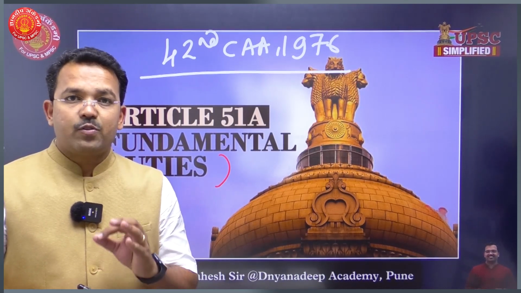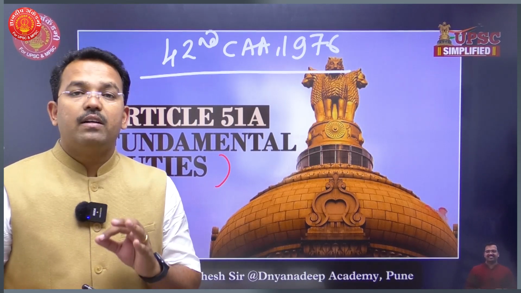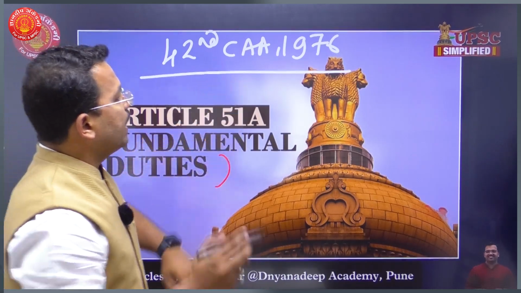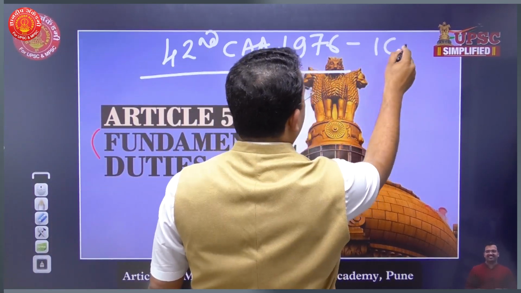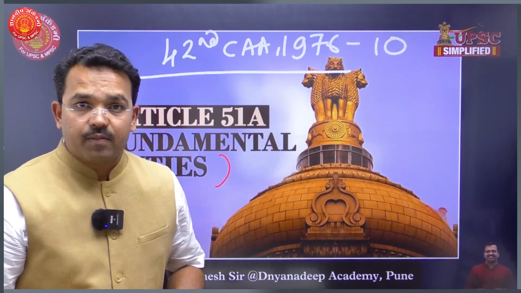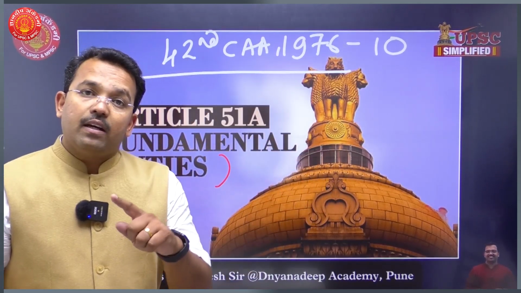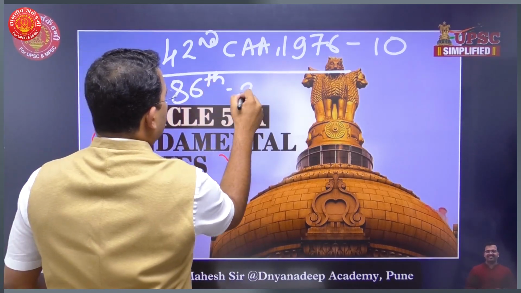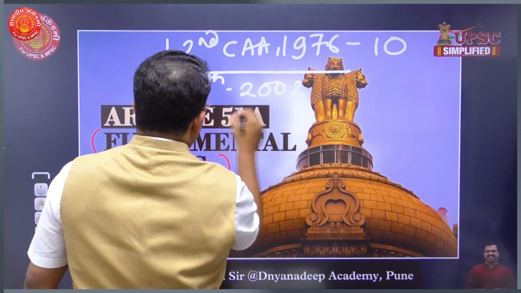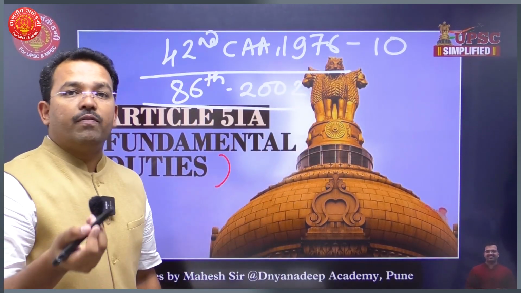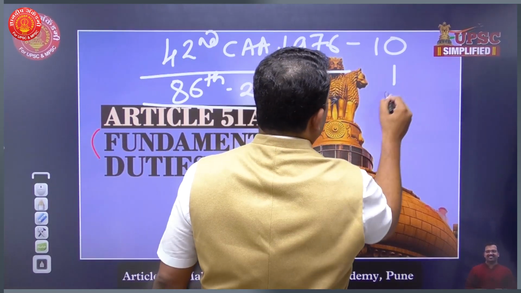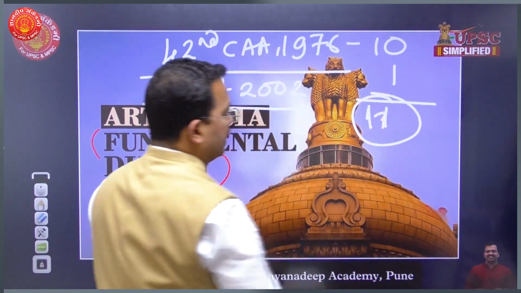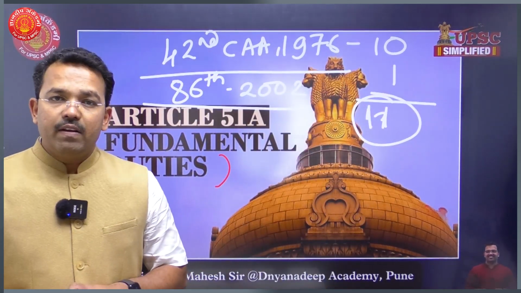Based on the recommendation of the Swaran Singh committee, we added 10 fundamental duties originally. So this Amendment Act added originally 10 fundamental duties in the year 1976. Then we made another Amendment Act. It was the 86th Amendment Act in the year 2002. This 86th Amendment Act added another important fundamental duty. One duty was added. So right now our constitution has a total of 11 fundamental duties.